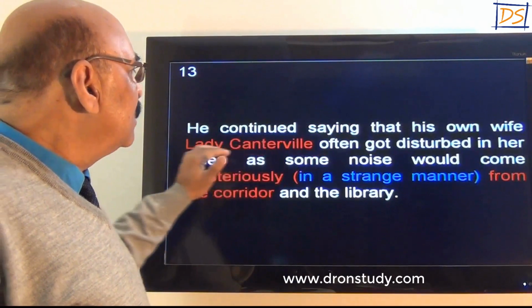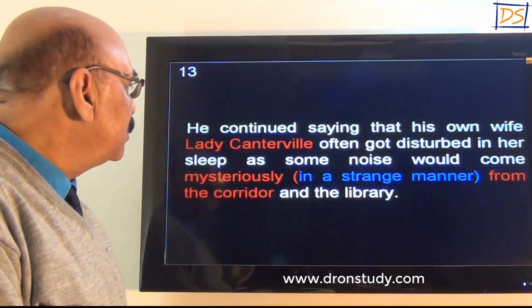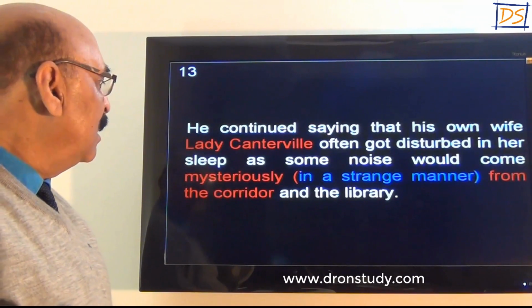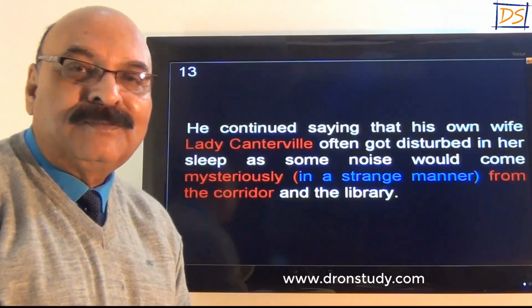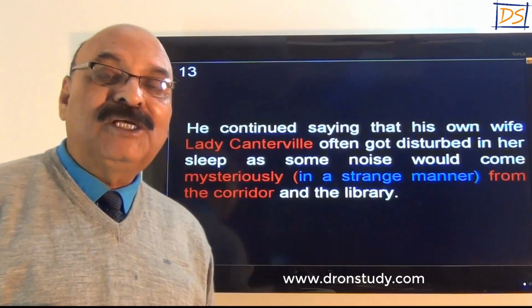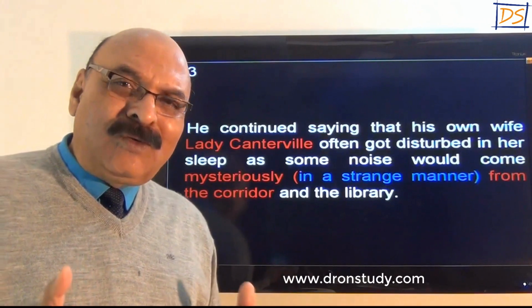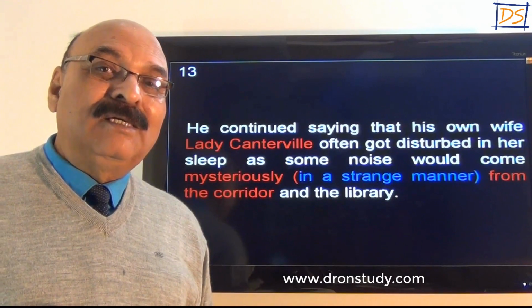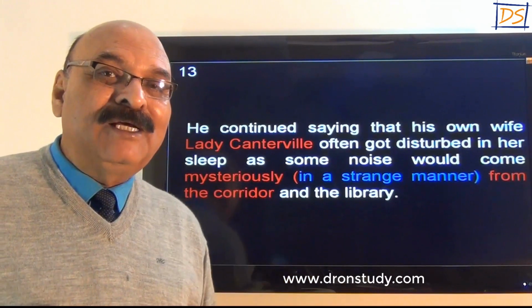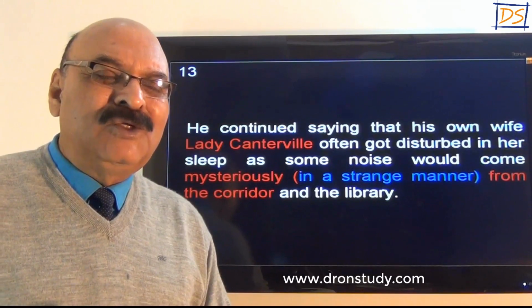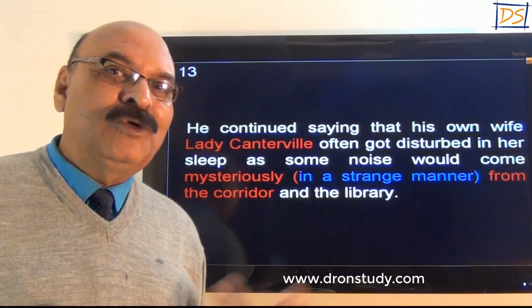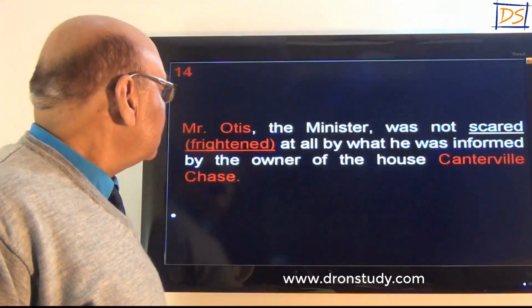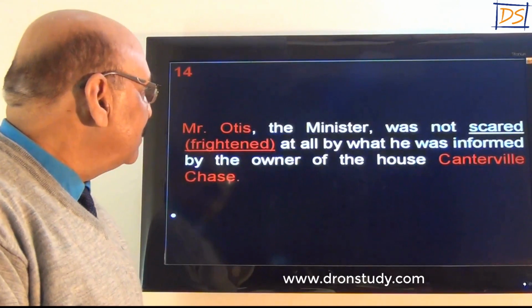He continued saying that his wife, Lady Canterville, often got disturbed in her sleep as some noise would come mysteriously from the corridor and the library. He also told Mr. Hiram B. Otis that his wife, Lady Canterville, was frightened in her sleep. She was disturbed by some mysterious sounds that came from the library side or the corridors, and she could not sleep properly at night. Mr. Otis, the minister, was not scared.